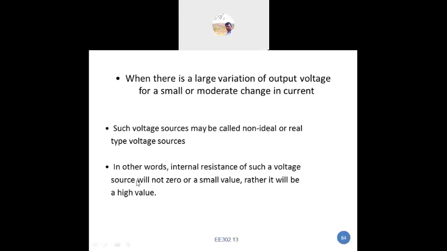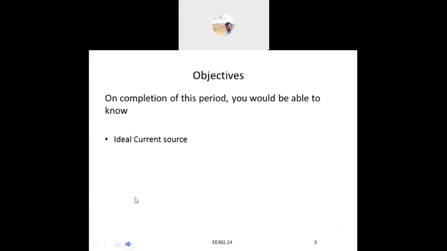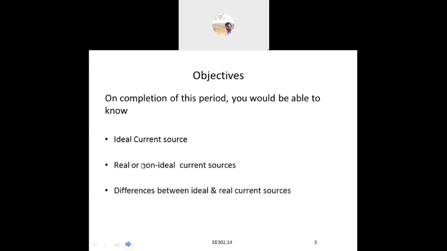In other words, the internal resistance of such a voltage source will not be zero or a small value; rather, it will have a high value. In the previous example we had 0.05 ohms. If it has a 5 ohm internal resistance, then it is a non-ideal voltage source. Next, we are going to deal with what is meant by an ideal current source and a non-ideal current source, and the difference between ideal and real current sources.